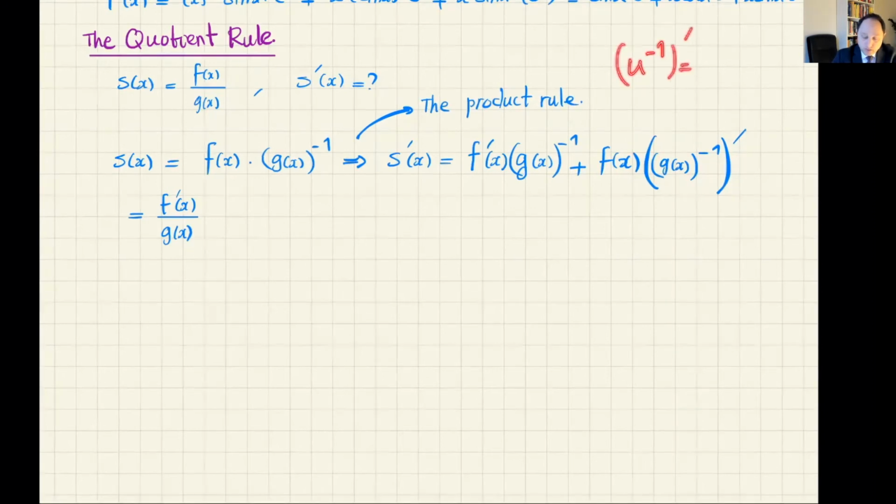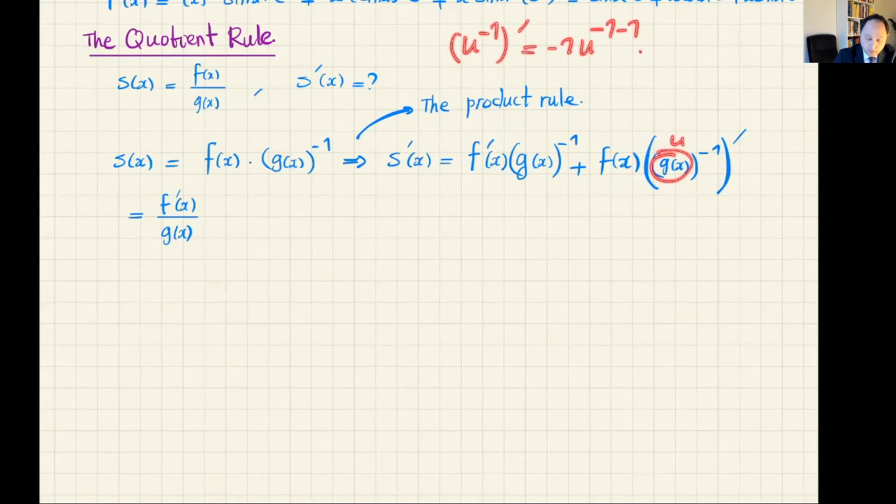So -1 goes down. U to power -1 is -2, but you need to remember to multiply by an extra u prime. Yes? So I have u to power -1 prime. It is -1 u to power -2 times u prime. So remember, it is minus u to power -2 u prime.